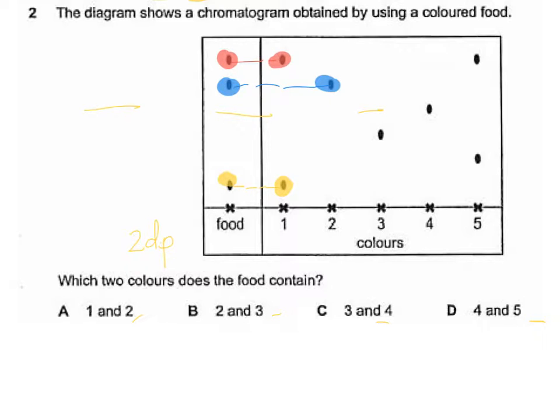Question 2. You're given a chromatogram obtained by using colored food. Sample is written on the left side. You're trying to find what 2 colors the food contains. So this is a matter of whether they have a corresponding spot. For the first one, I've color-coded it, so it contains yellow, blue and red, which means most likely it contains colors 1 and 2 added together. So the answer for question 2 is A.